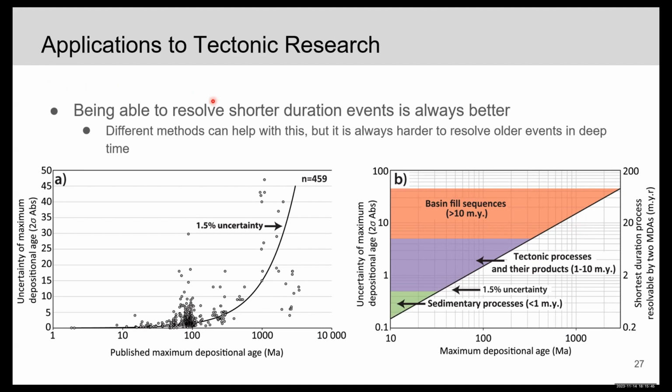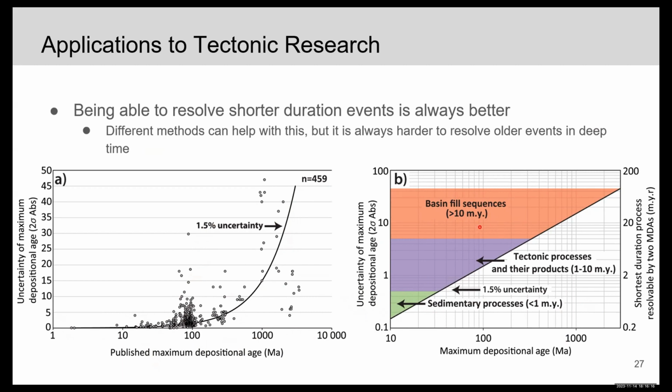And different methods can always help with this, but it's always harder to resolve older events in deep time. So if we just look at a plot of what 1.5% uncertainty in different ages of rocks looks like, we can see that it really starts to curve up. And you might be able to go from measuring less than 1 million year durations when the rocks are really young to maybe being able to break apart basin fill sequences in really old rocks.